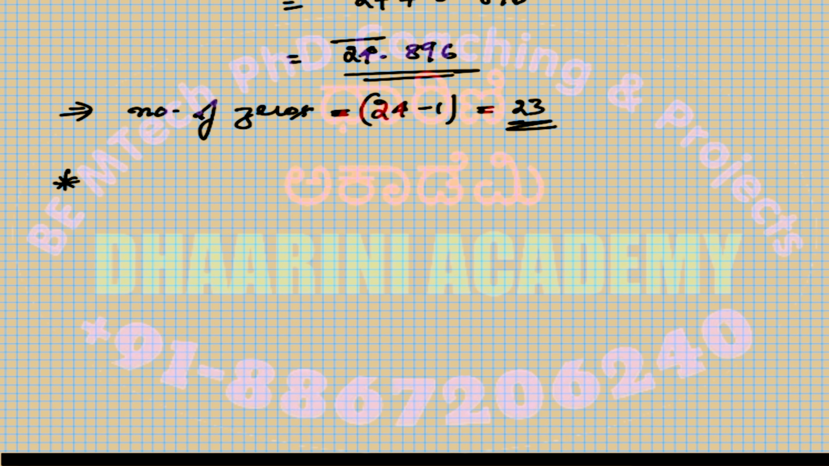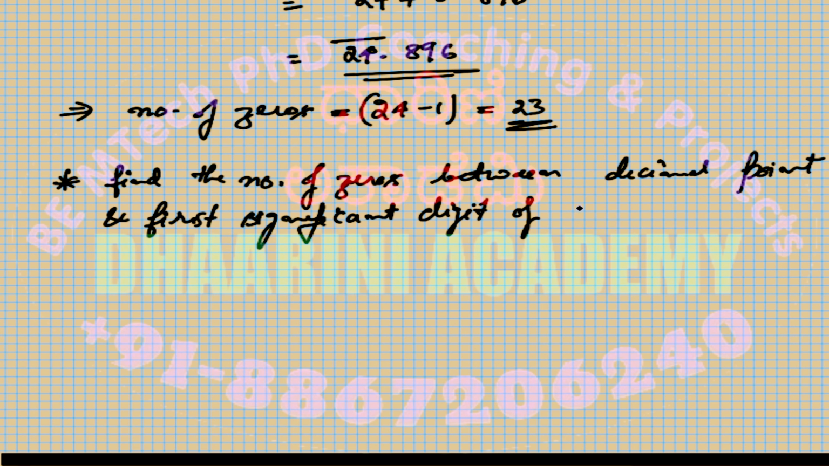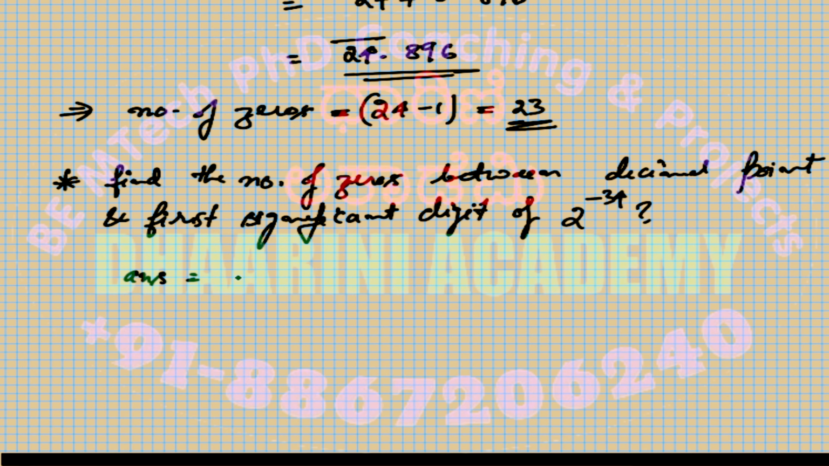Okay. Now a problem to solve. Find the number of zeros between the decimal point and the first significant digit of 2 to the power minus 34. Okay. So the answer is, all right. Let's move further.